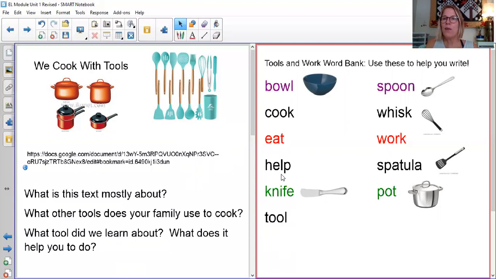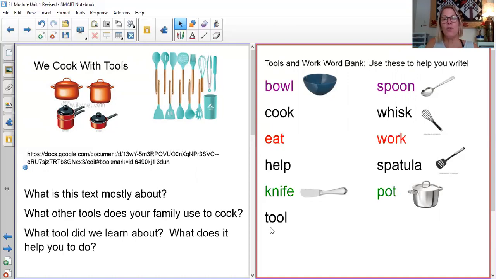Help. You also might use a knife. Knife is a funny word. It doesn't sound like a K. It has a silent K at the beginning. It sounds like the N, knife. And there's a picture of a knife if you want to write about that.